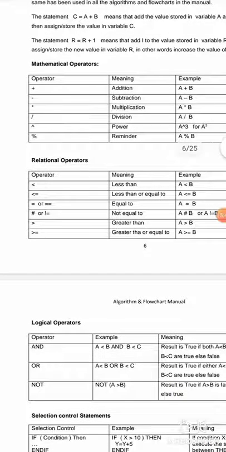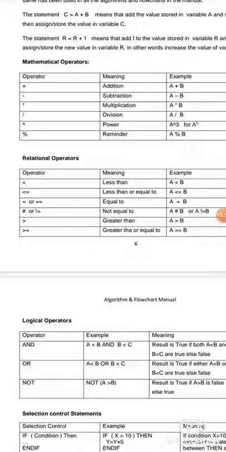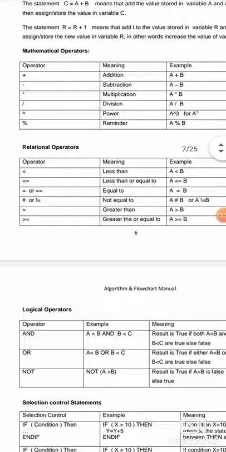Next, a is not equals to b. Generally while writing we just cross the equals sign, but you can use this hash symbol here: a is not equals to b. We also use the exclamation mark and equals to in order to say that a is not equals to b. Now greater than, which is very common, and greater than or equals to, as usual we have two symbols, greater than and equals to.